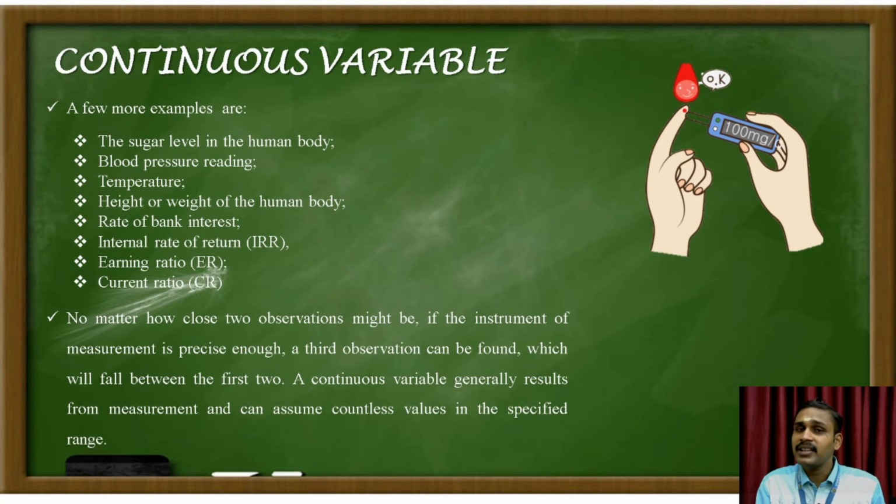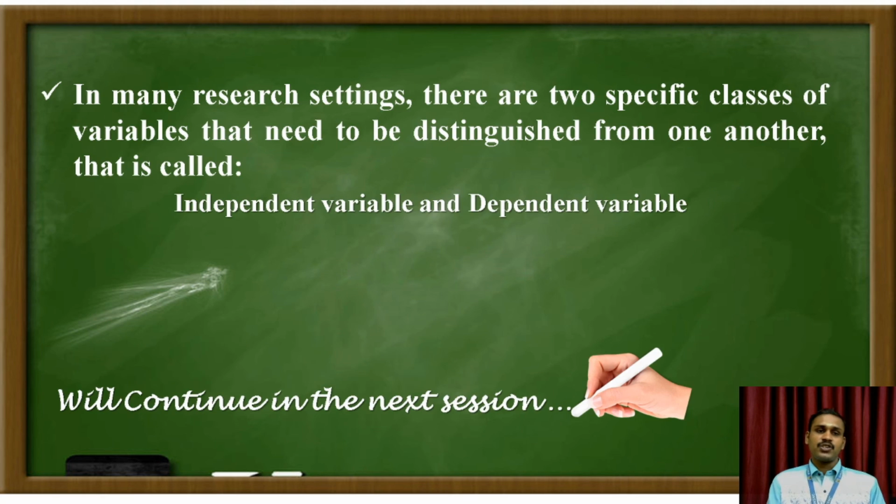Again and again I am telling you that a discrete variable is an exact count, but in a continuous variable there is a range in between, and we are saying some number, like the current ratio. No matter how close two observations might be, if the instrument of measurement is precise enough, a third observation can be found which will fall between the first two. A continuous variable generally results from measurement and can assume countless values in the specified range.